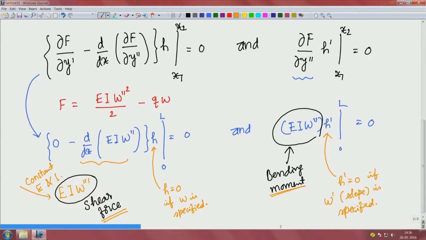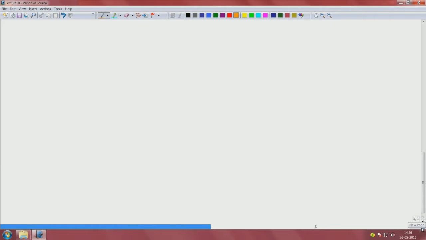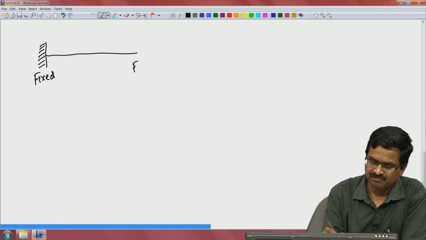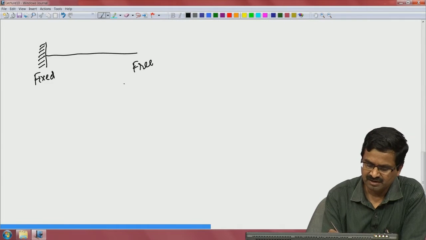Whenever h is not specified, w is not specified or h is not equal to 0, according to the boundary condition E I w triple prime for constant E and I must be 0. Likewise, if w prime, the slope, is not specified, the corresponding bending moment should be equal to 0. So, what we are saying here is that if I take a beam, whenever I talk about a beam, the first thing we talk about is the cantilever beam. It is fixed here and then free here. When you say free here, what is it? w and w prime are not specified.